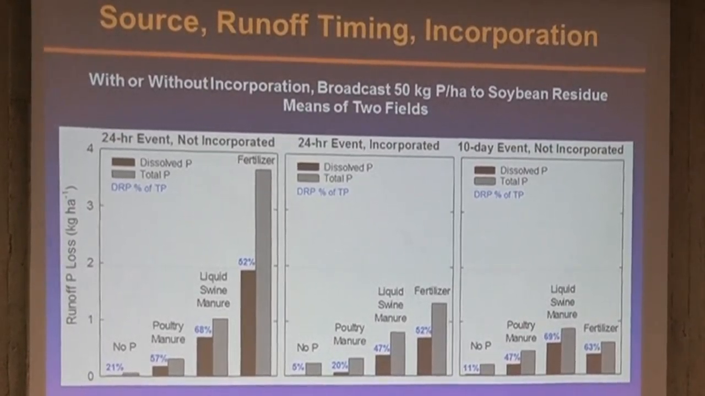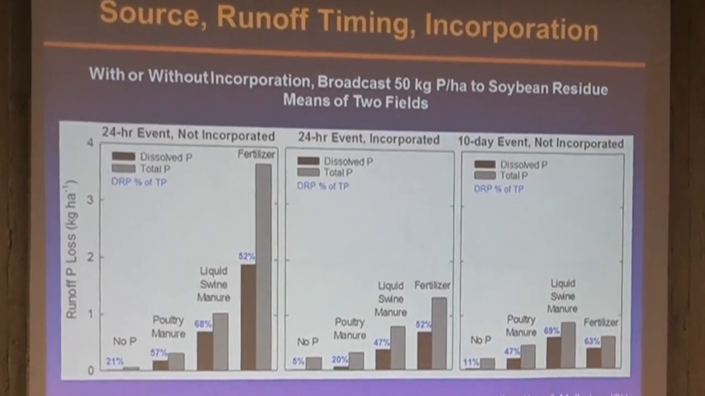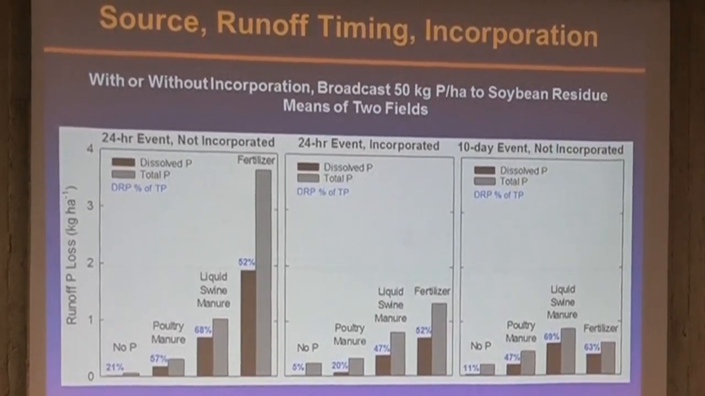Of course, incorporation increases the chance of loss. This is important. I will come up to this later because this is very practical. Okay. This comes directly to the heart. So when is it better to apply the phosphorus to the surface without incorporation in Iowa? It's not the spring. It's not the winter. Maybe the fall.